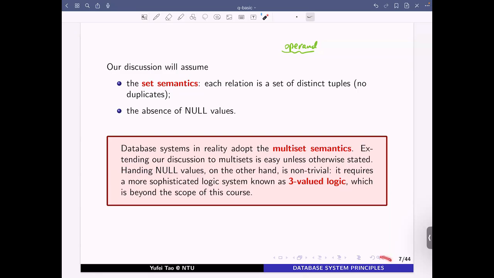Now, remember, this course is about principles, right? Database principles. And once you understand the principles behind processing relations under the set semantics, extending our discussion to multi-sets is not that difficult. So you just have to follow the principles and do the right thing. However, on the other hand, the second assumption is kind of crucial.